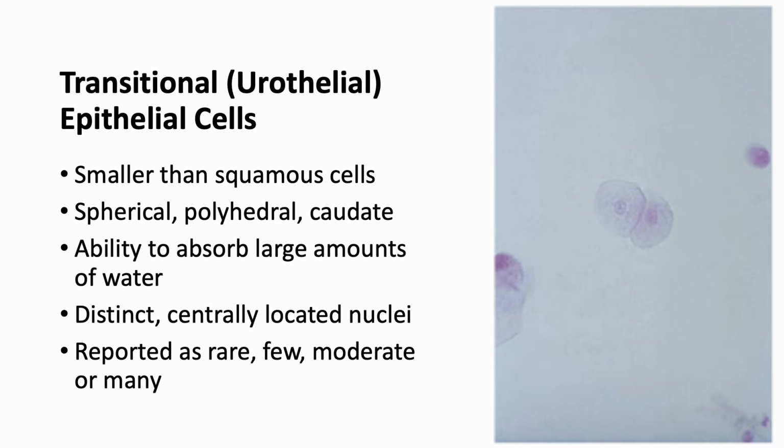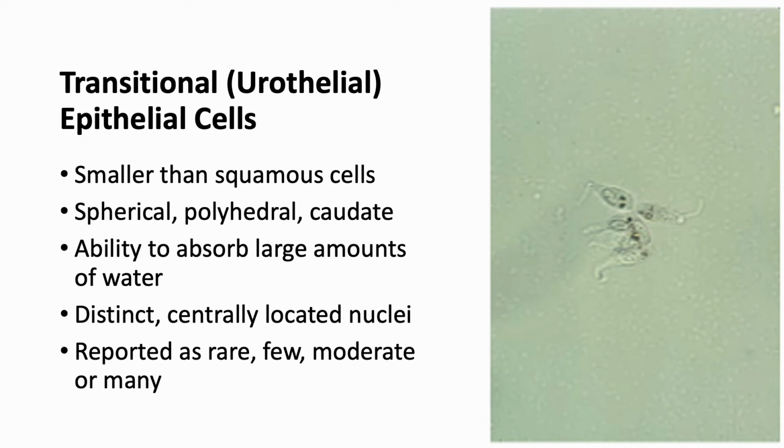So transitional urothelial epithelial cells appear smaller than the squamous cells. They can be spherical or polyhedral in shape. They have distinct centrally located nuclei, and these are reported semi-quantitatively using the terms rare, few, moderate, or many. The transitional urothelial epithelial cells have the ability to absorb large amounts of water. They also have caudate forms, as shown in this picture.